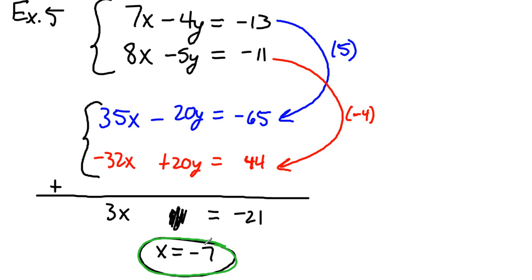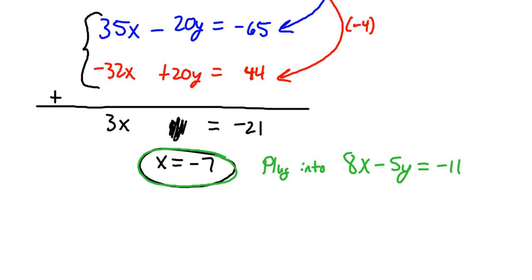Okay, and same thing as before. Now that you've got the x, you've got to plug it back into any one that you want to get y. Again, I'd go back up here because the numbers are smaller. We picked equation 1 last time. Let's just go with equation 2. Okay, so we're going to take out x and put in negative 7. Got 8 times negative 7 minus 5y equals negative 11. 8 times negative 7 is a negative 56.